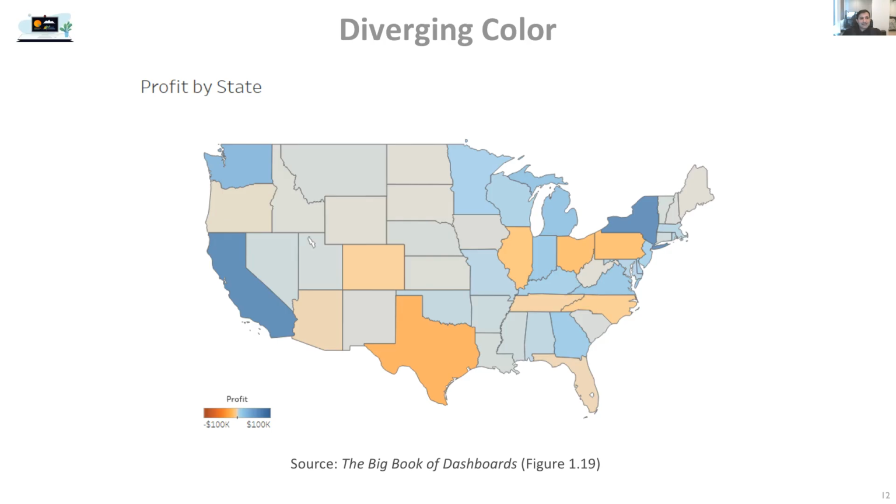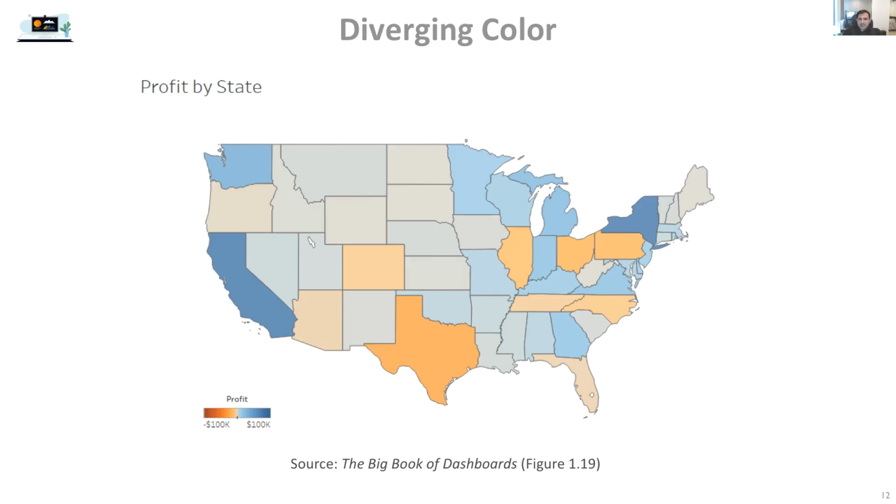This map is an example of using a diverging color scheme. Diverging is also a quantitative color scheme, but it is a little different. There is a neutral midpoint in diverging scheme with two colors meeting in the middle, as you see in here. This example is profit by state for a company. That's what you're seeing on the map.